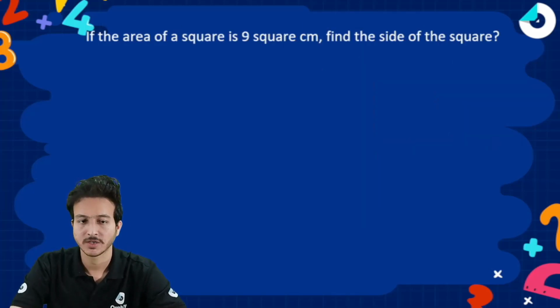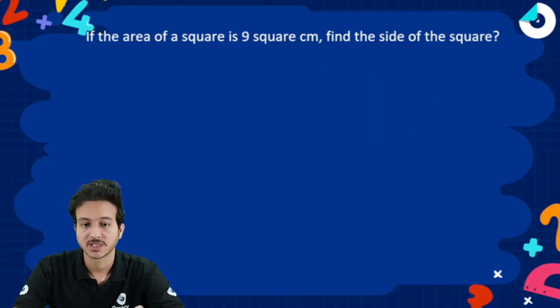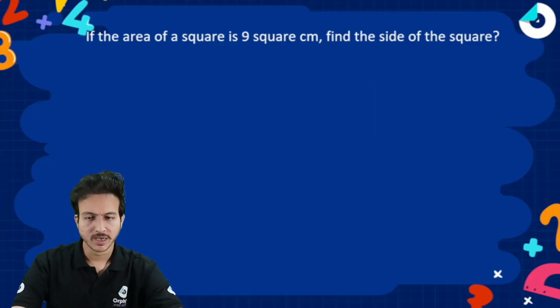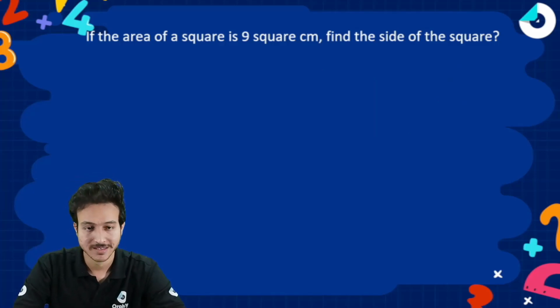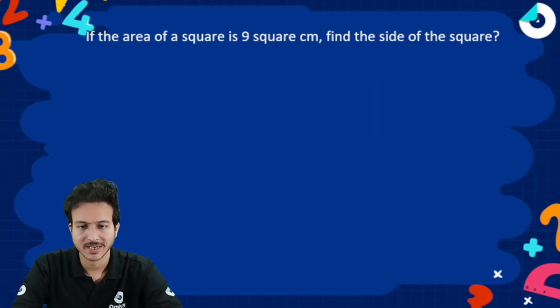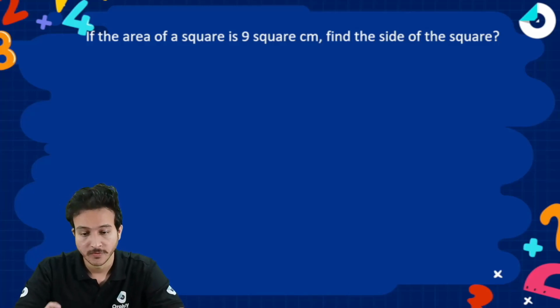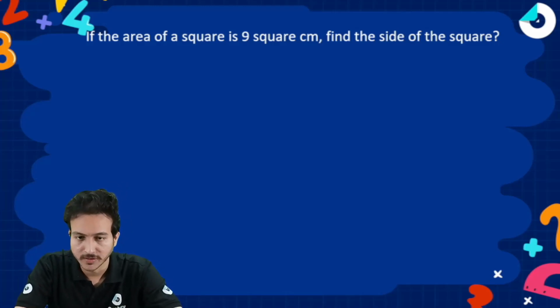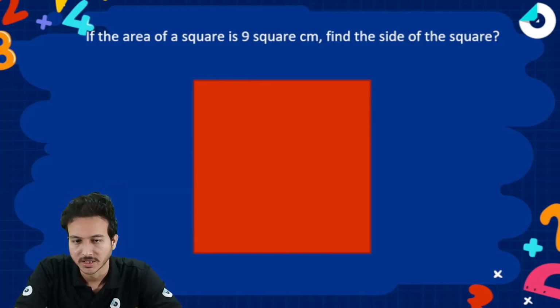Okay, so let's see one more example. Now this is a bit twisted. They twisted your answer. Now they are saying if the area of a square is 9 square centimeter, find the side of the square. Now we have been given the area, not the side, and we are asked about the side of that square. Let's say we have this square.